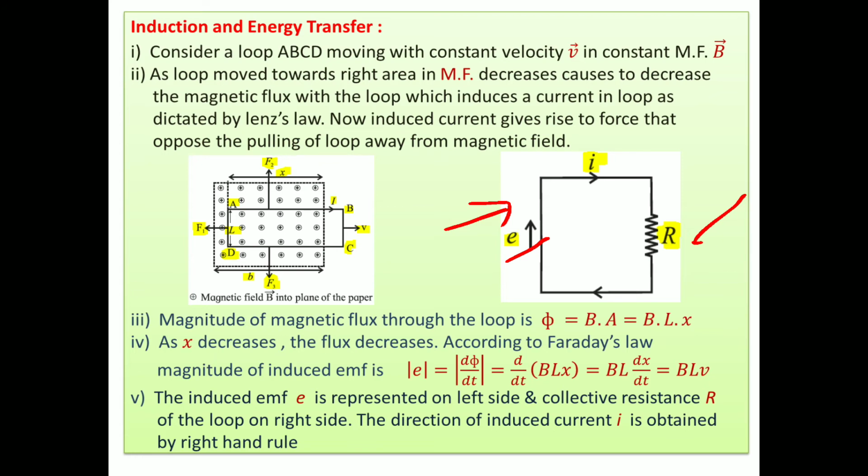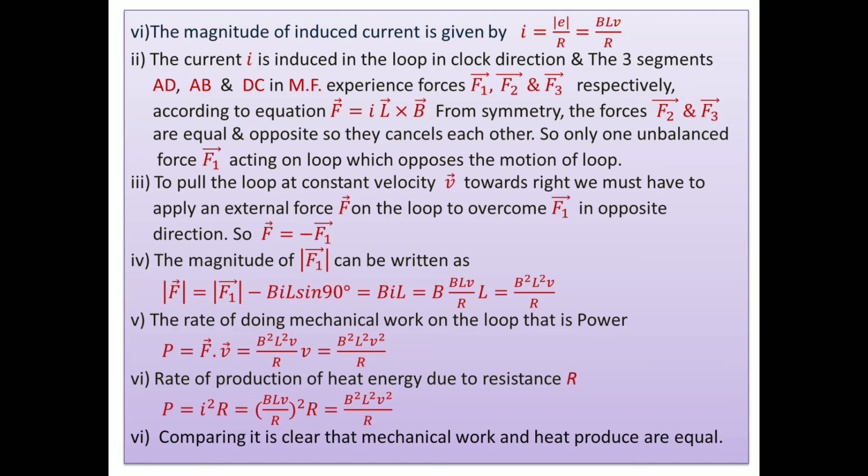I am telling you the right hand rule. The middle finger indicates the magnetic field, the forefinger denotes the direction of current, and the thumb denotes the direction of force. Now, thereafter, we are going forward.